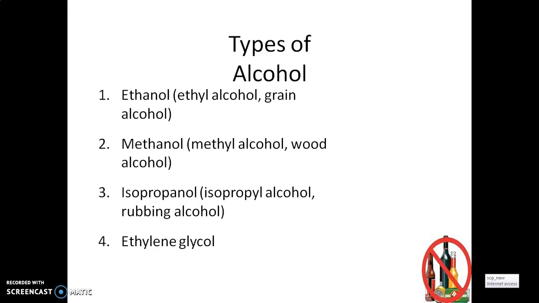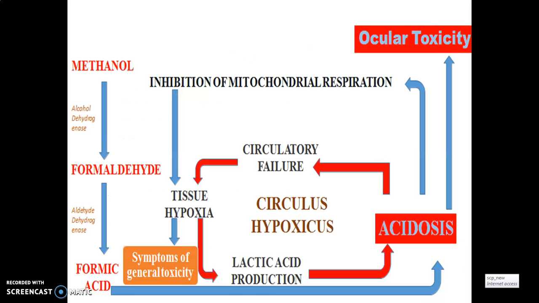Coming to the types of alcohol, we have ethanol, also called ethyl alcohol or grain alcohol. Methanol is called methyl alcohol or wood alcohol. Isopropanol is also called isopropyl alcohol or rubbing alcohol. And we have ethylene glycol. According to the syllabus, we will be talking about ethanol and methanol poisoning and its management.